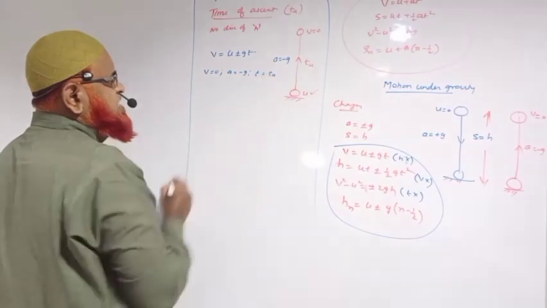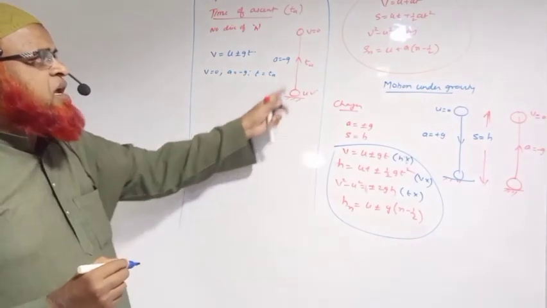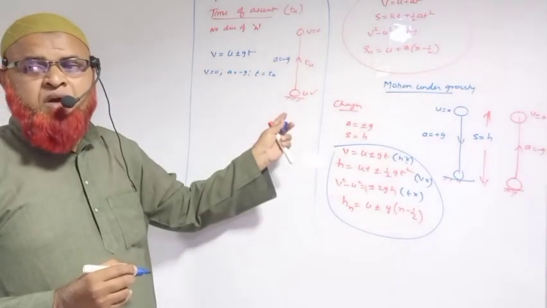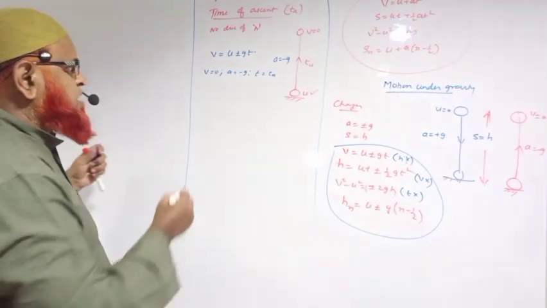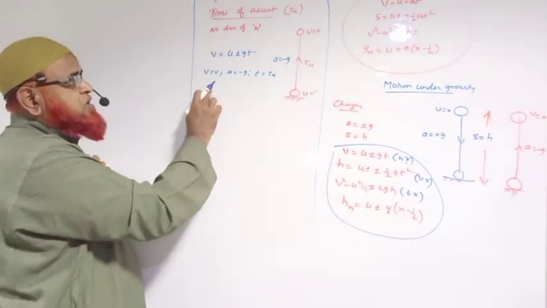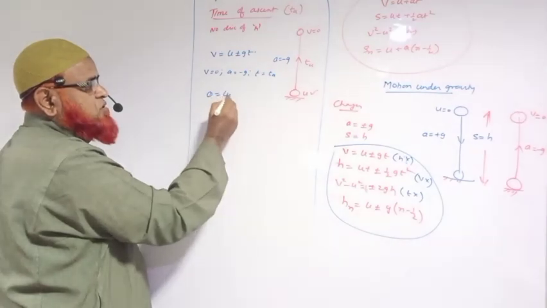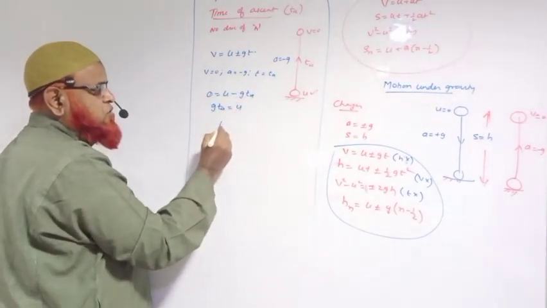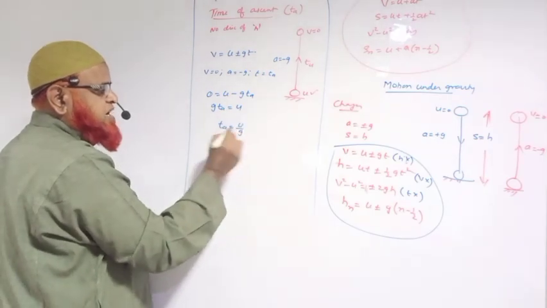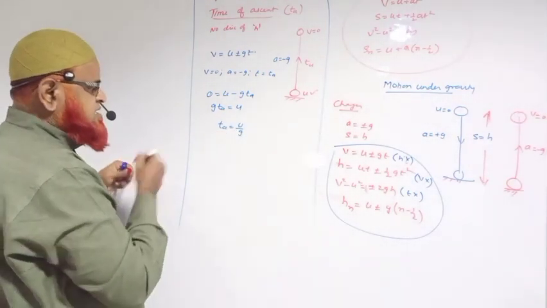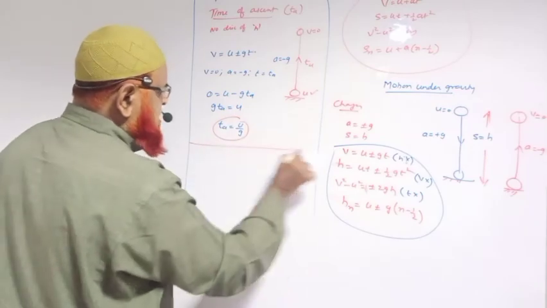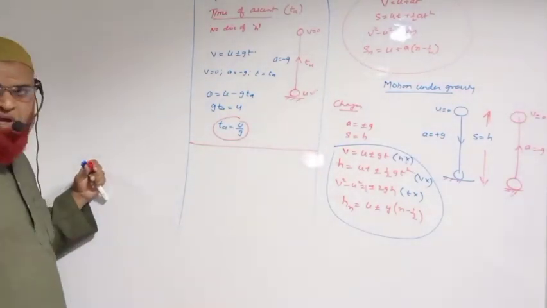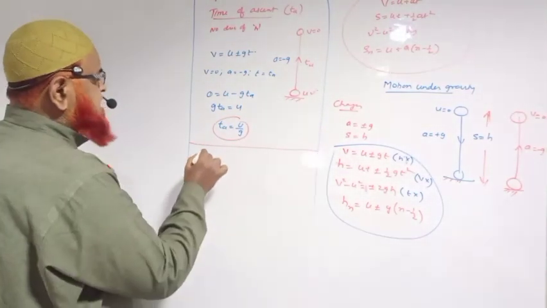t is taken as t_A, the time of ascent, the time taken by a body to reach the maximum height from the point of projection. That's it. So what are you going to do here? In this case, 0 is equal to u minus g into t_A. g into t_A is equal to u. t_A is equal to u by g. This is called the time of ascent. Okay. So we shall find out what the maximum height is.